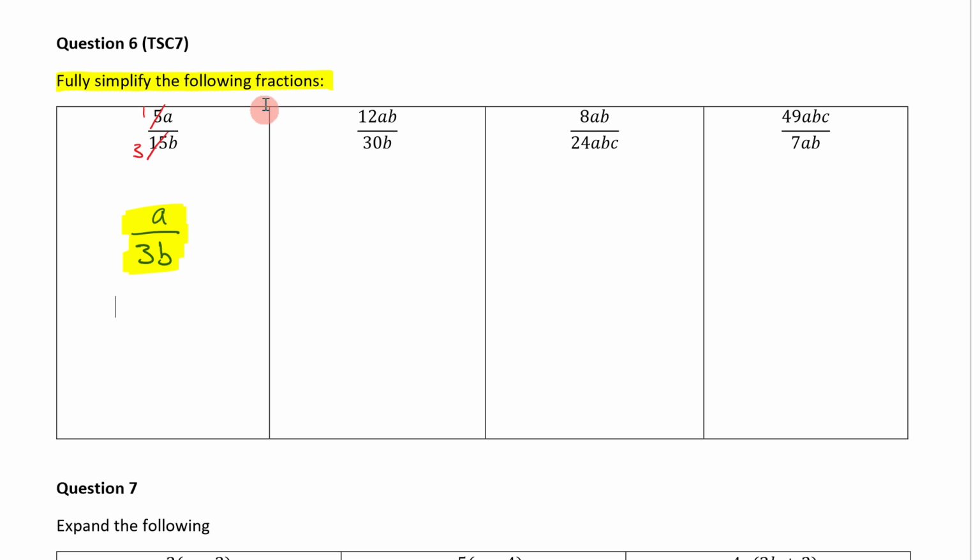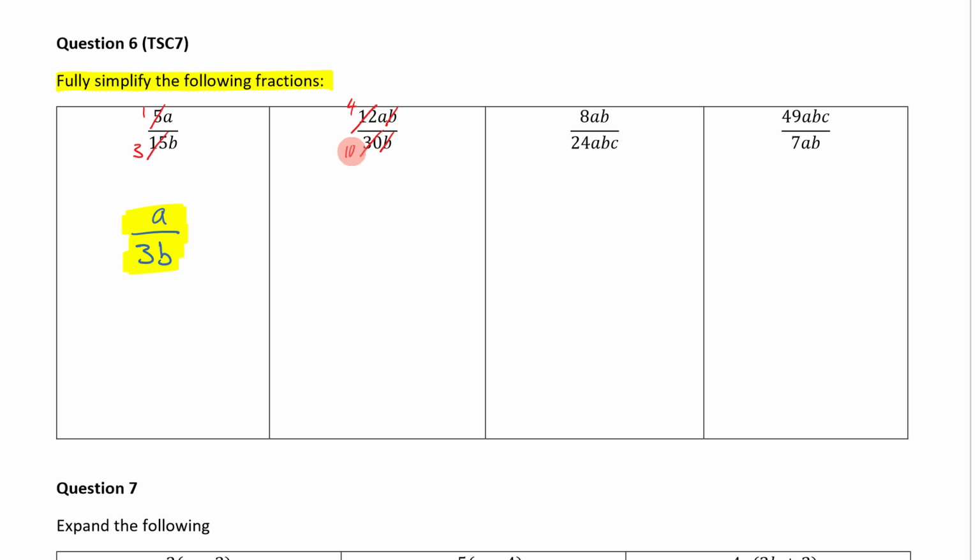Let's now come to the next one. First things first, do you notice how I've got a B down the bottom and a B up the top? So they die. So I can cancel those with each other. Then I've got 12 and 30. What are they both divisible by? Well, I know that I can divide both of these by 3. What's 12 divided by 3? It's going to be 4. What's 30 divided by 3? It's going to be 10.